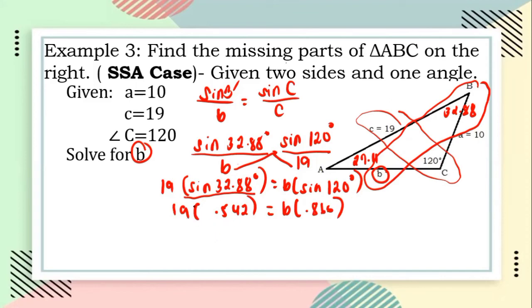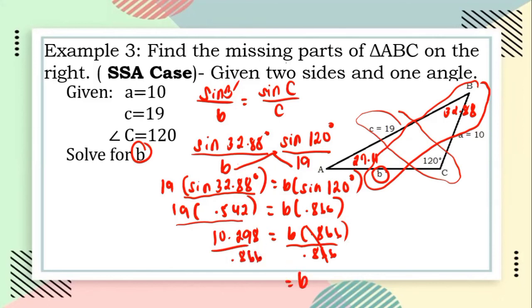Alright, so multiply 19 and 0.542. So it is 10.298. So we can get 10.298 equals B times 0.866. To solve for B, divide both sides by 0.866. So we can cancel this one, and if you divide this side, you also have to divide the other side of the equation by 0.866. So B is equivalent to 10.298 divided by 0.866. The answer is 11.88. This is the answer for B.